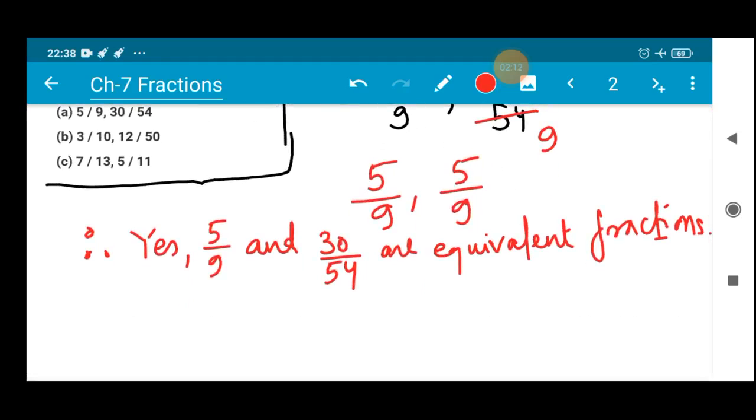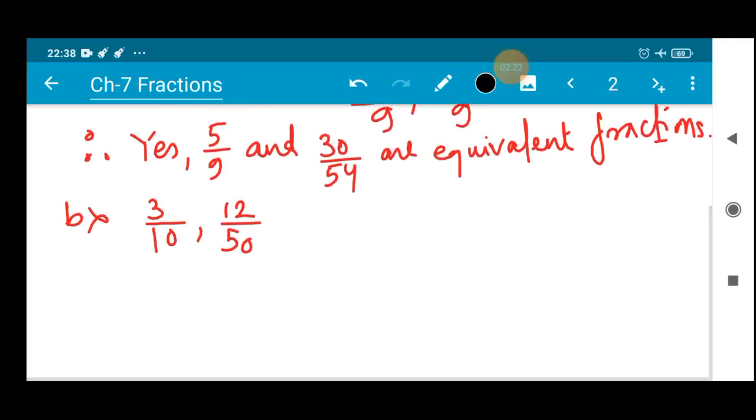Let's do the next one, number B. Now you have to tell whether 3 by 10 and 12 by 50 are equivalent fractions or not. I have already told you not to judge directly, because until and unless you reduce this value into the simplest form. So let me cut this. 2 6s are 12, 2 25s are 50. So 2 3s are 6.